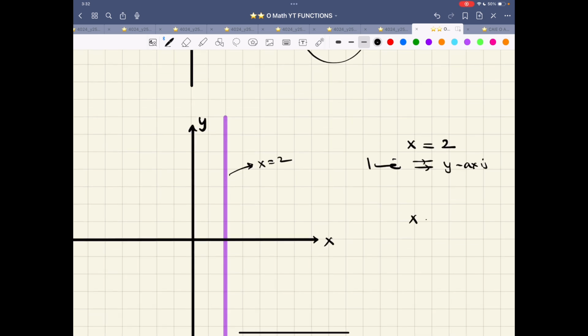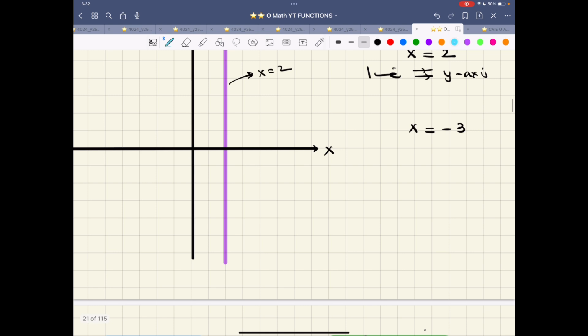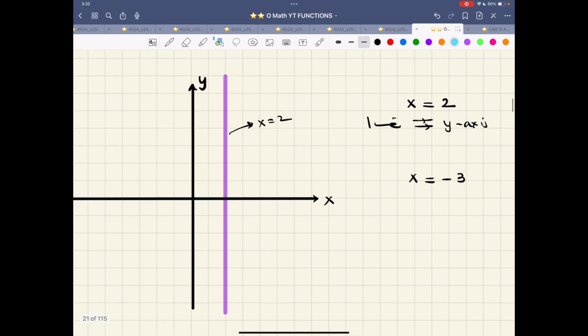And let me also draw the line x is equal to minus 3. So x is equal to minus 3. Let me draw this bluish line over here. So 1, 2, 3. That is like this. Okay, so that is x is equal to negative 3.